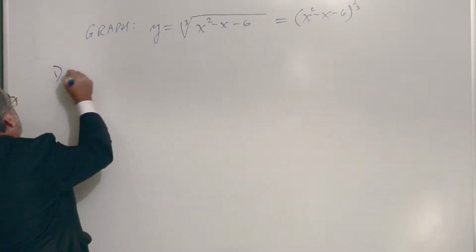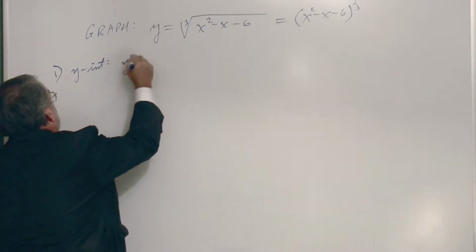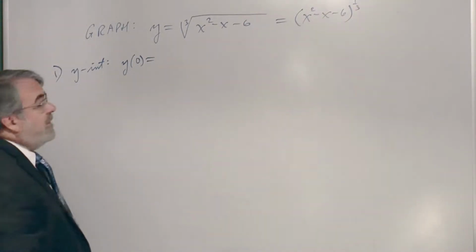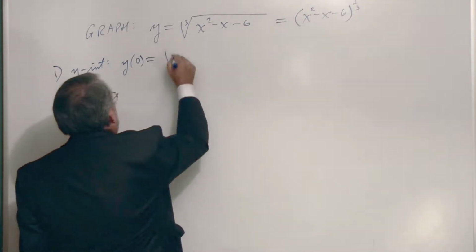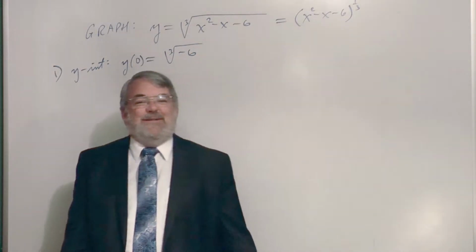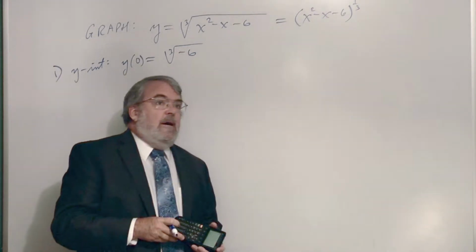All right, well, first of all, what's the y-intercept? So the y-intercept is y at 0. So just plug in 0, and it's the cube root of -6. Cube root of -6, and yes, you can take the cube root of a negative number, and it's going to be negative. So what is it?